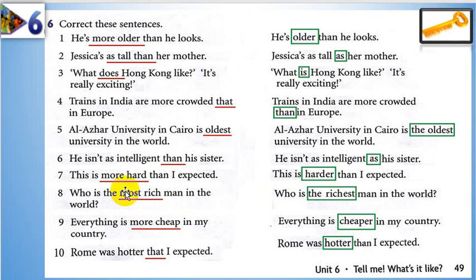Here, we don't have to use "most." The richest. Rich, richer, richest. "Everything is more cheap." Of course not. Cheaper. "Rome was hotter than." Of course not. Rome was hotter than. I misplaced the rectangle. It's here, hotter than. It's also an exercise. You see how many exercises are about superlatives and comparatives because it's an important topic.